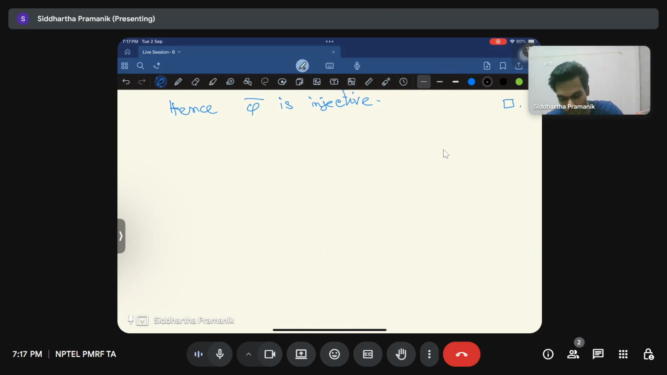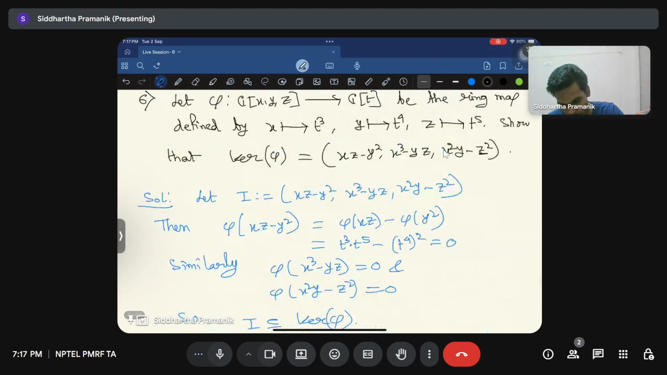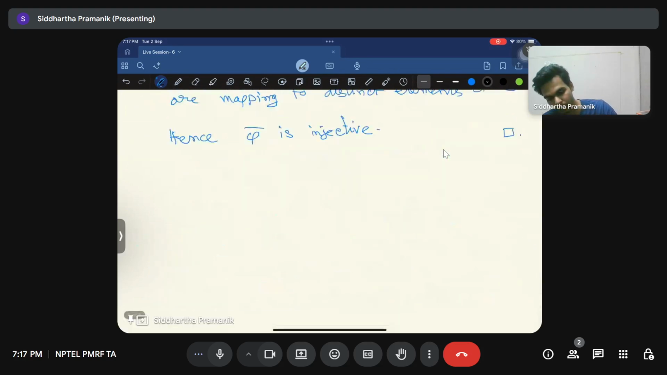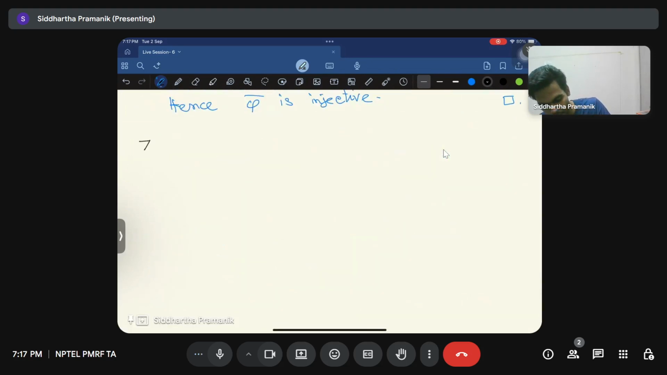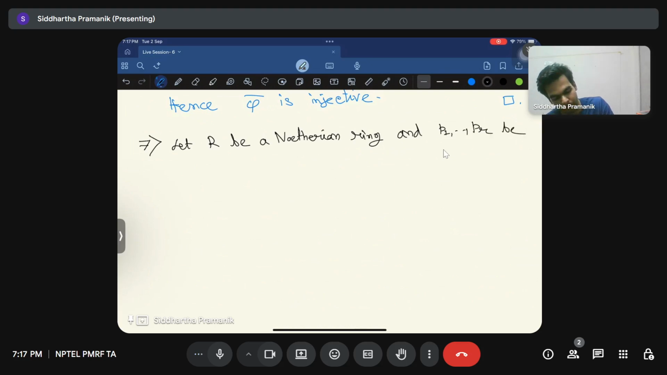Okay, so let's do the other problem. Question number 7. Let R be a Noetherian ring, and P1 up to Pr be some prime ideals of R.